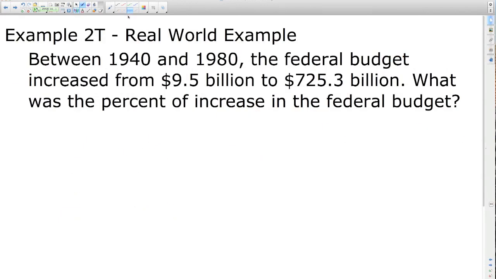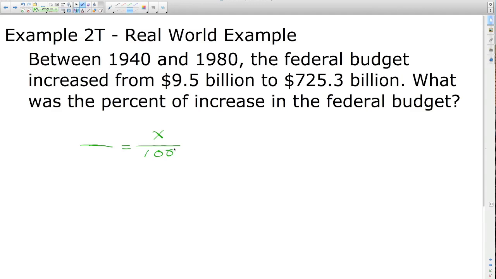Example 2, we have some real-world problem solving with percent of change. It says between 1940 and 1980, the federal budget increased from $9.5 billion to $725.3 billion. What was the percent of increase in the federal budget? So we're asked to find the percent of increase here. So setting up our proportion, we have to find the percent of increase, so x over 100 on the right-hand side.